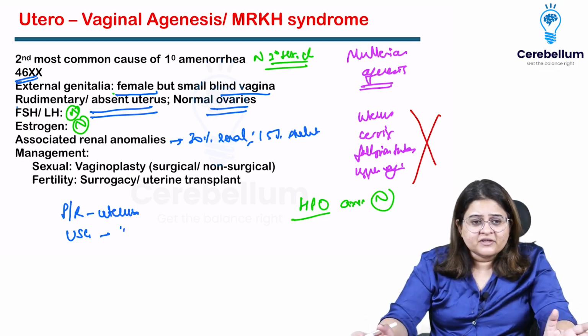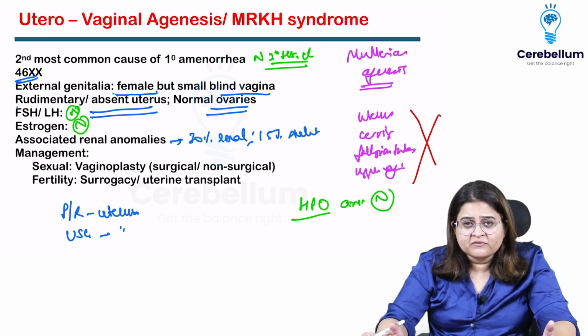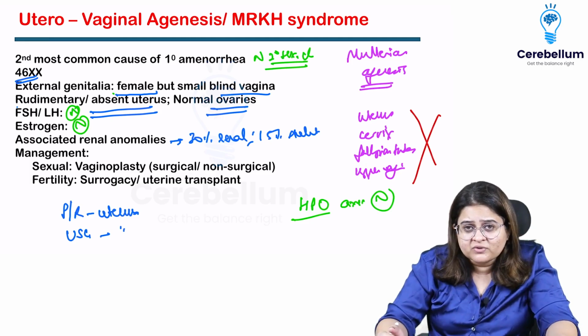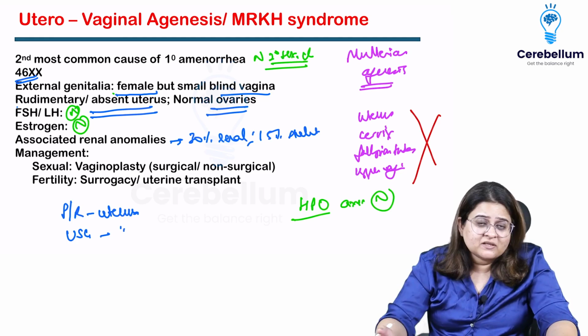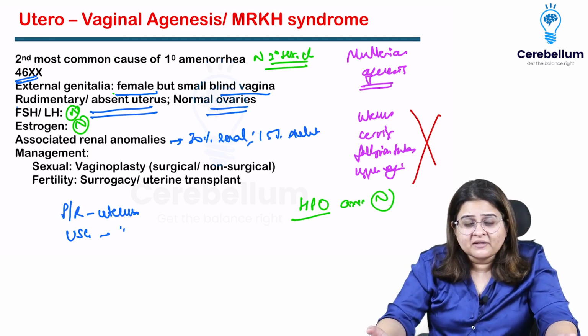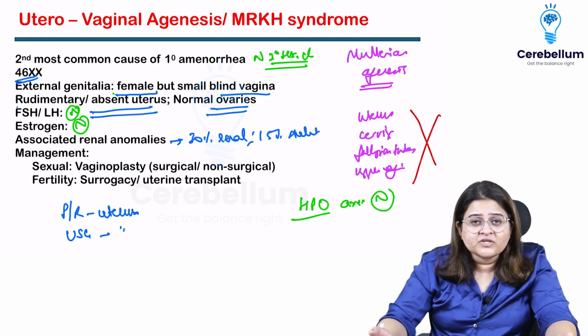Now, the first thing that the parents are usually worried about is, can she get her period? And the answer is no, because she doesn't have a uterus. Then the second question, especially in our society, very commonly, can she get pregnant? And the answer is yes. How can she get pregnant?